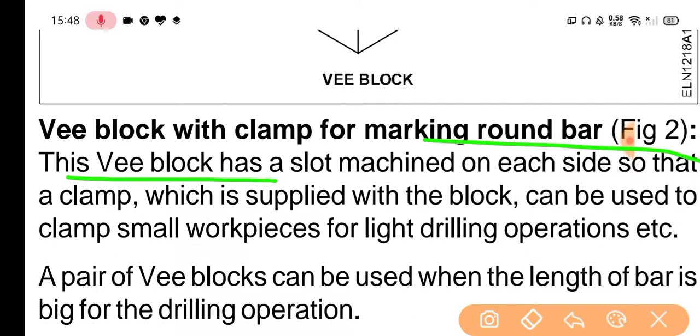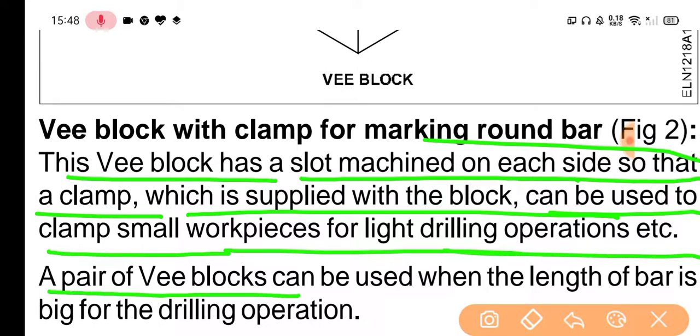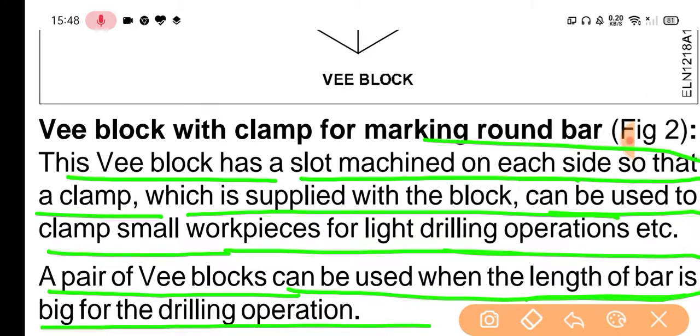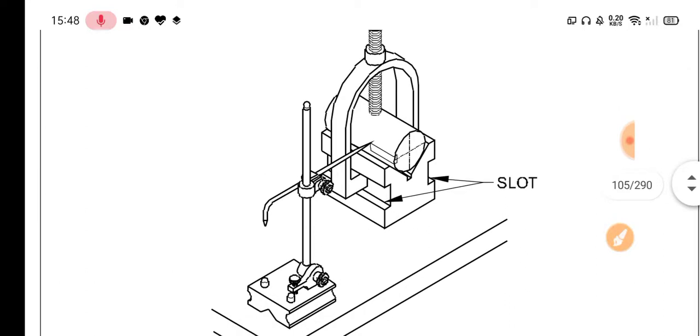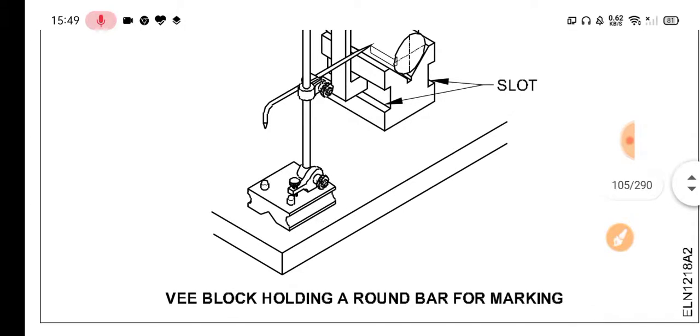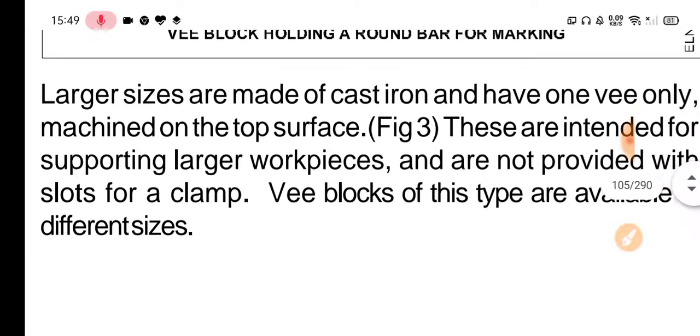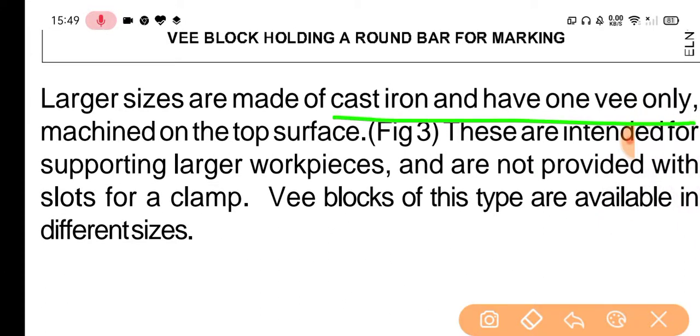This V block has a slot machined on each side so that a clamp, which is supplied with the block, can be used to clamp small workpieces for light drilling operations. A pair of V blocks can be used when the length of the bar is big for the drilling operation. These are the slots and V blocks holding a round bar for marking.